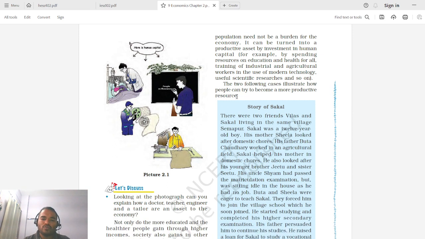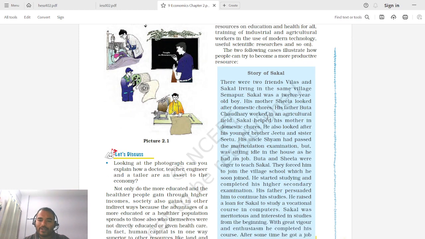So we have a story over here of two friends living in some village. So let us try to look at that. There were two friends, Vilas and Sakal, living in the same village, Simapur. Sakal was a 12 year old boy. His mother Sheila looked after domestic chores. His father Bhuta Chaudhary worked in an agricultural field.